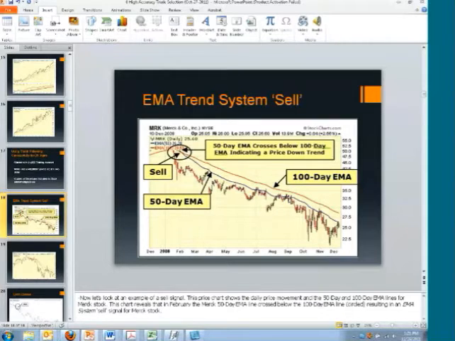And you can see it can save you from horrendous losses simply by exiting a stock or a call option when that 50-day EMA drops below the 100-day EMA.